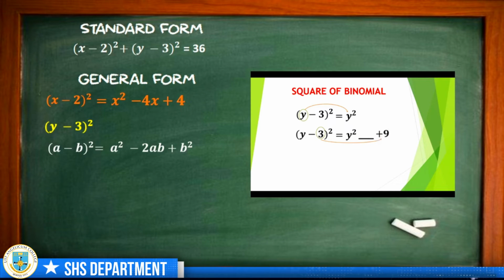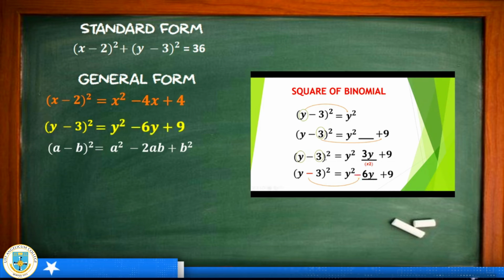Then we get the product of the first and second term. So 3 times y is 3y. Then double that product. So we have 6y. So that will be your middle term. And the sign is still negative because that is the sign of your given. So the sign of the middle term is minus 6y. Or we have y squared minus 6y plus 9.